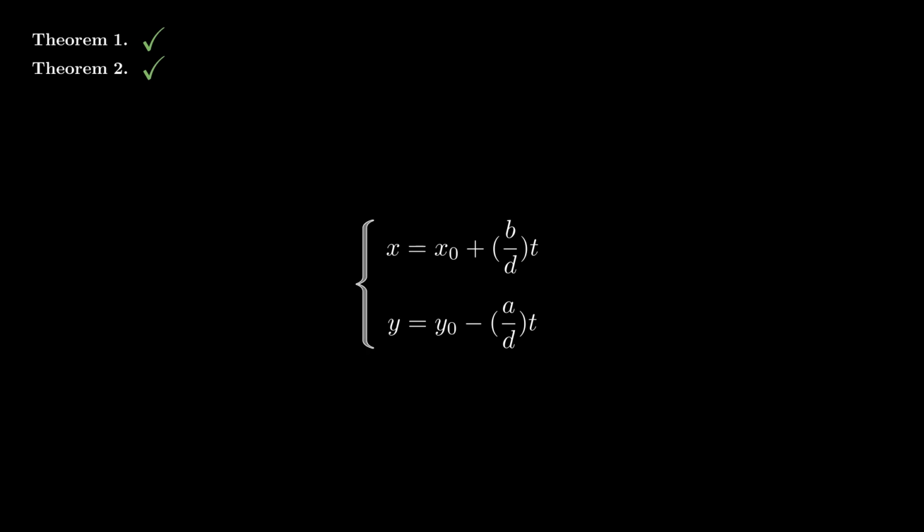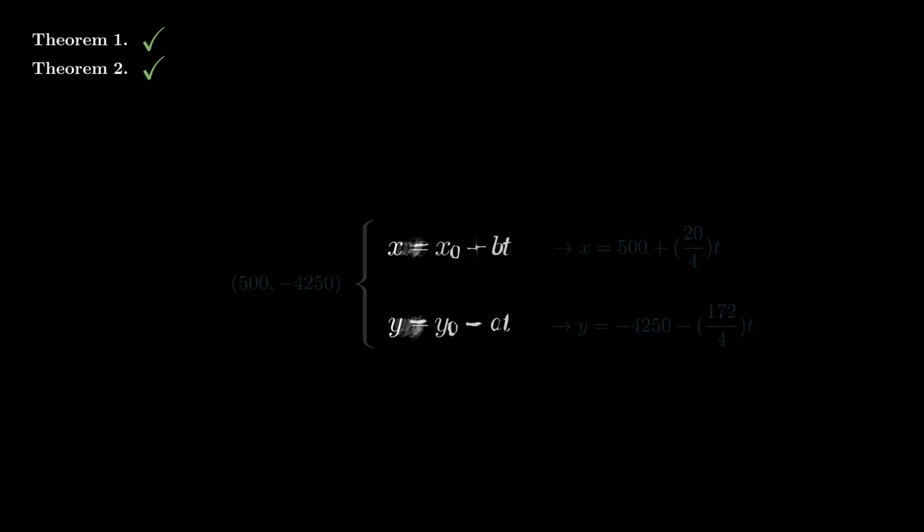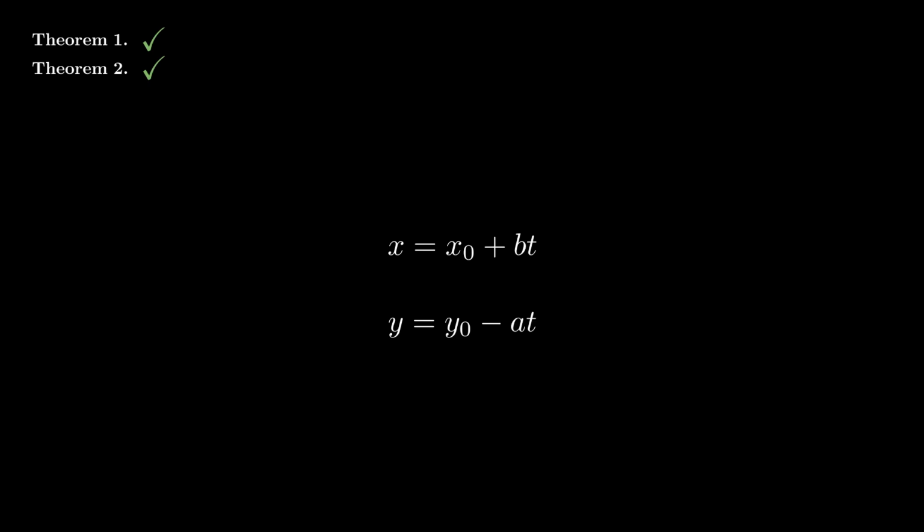Back to the example, we found a solution, namely 500 and minus 4250. Hence, we know any other solution can be expressed as x equals 500 plus 20 over 4 times t, and y equals minus 4250 minus 172 over 4 times t for some integer t. Cool! An interesting remark is the form the theorem takes when a and b are relatively prime, that is, when the GCD between them is 1. In this case, all solutions are given by x equals x0 plus bt and y equals y0 minus at for integral values of t.